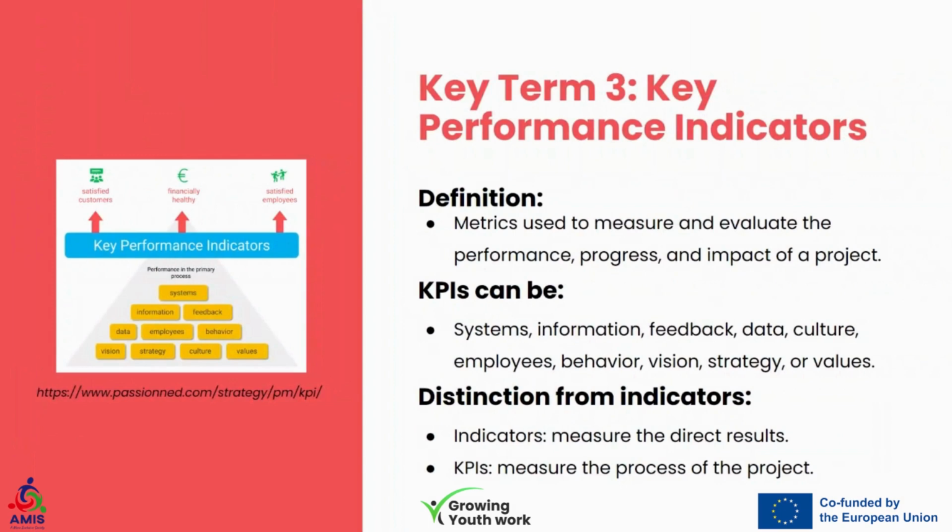Key term 3, key performance indicators. Key performance indicators, or KPIs, are specific metrics or indicators which you use to measure and evaluate the performance, the progress and the impact of a project.